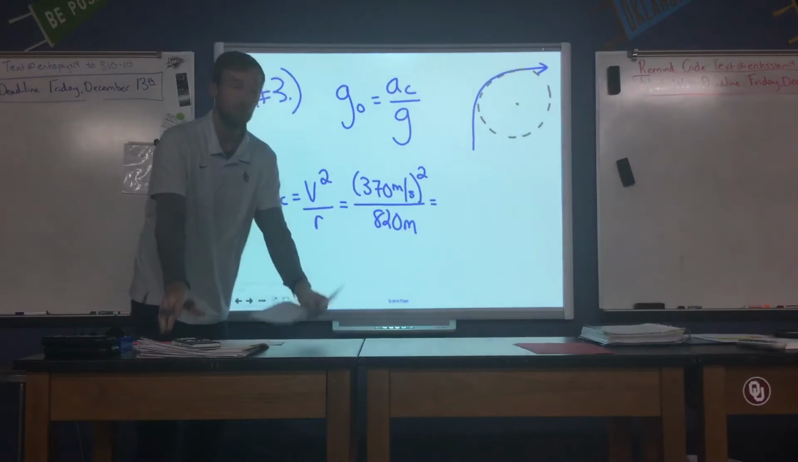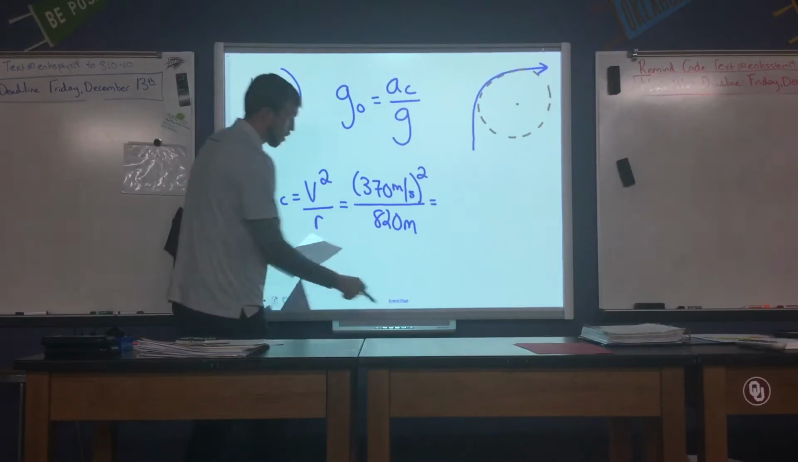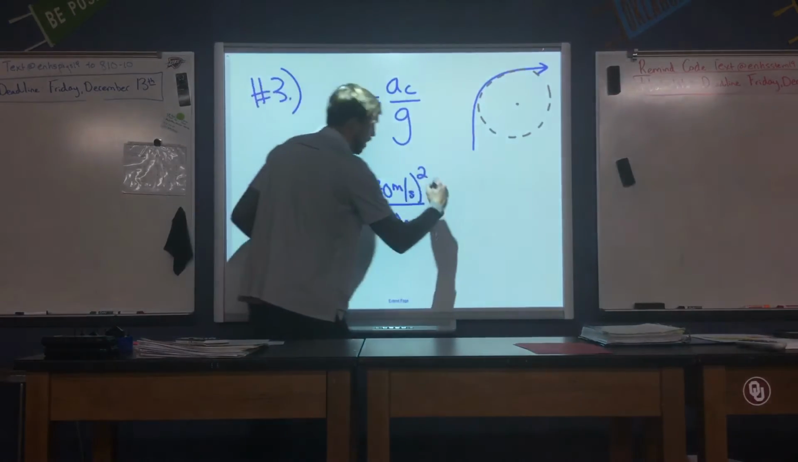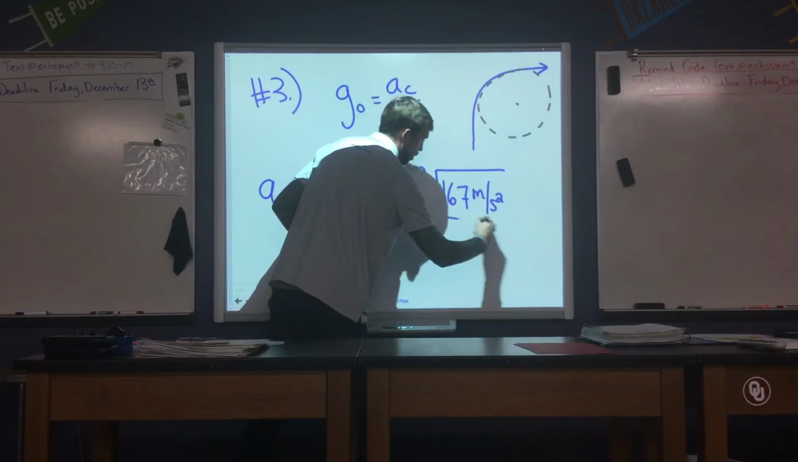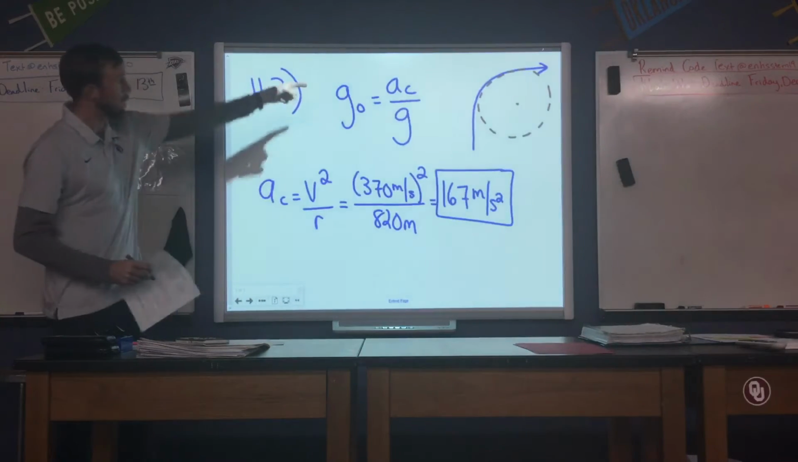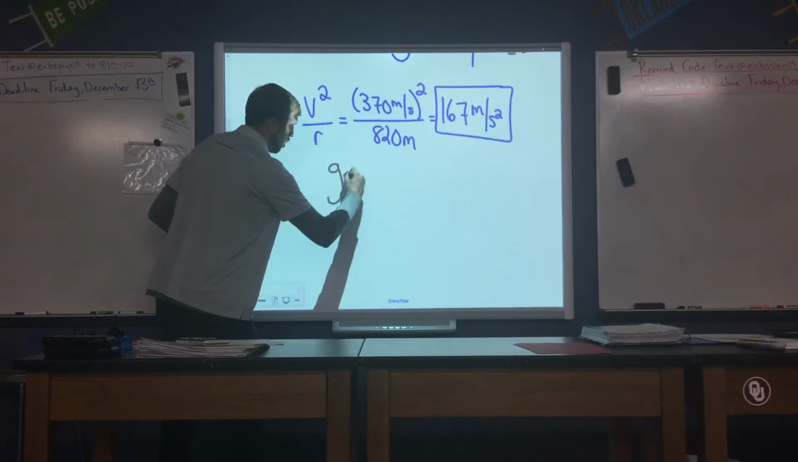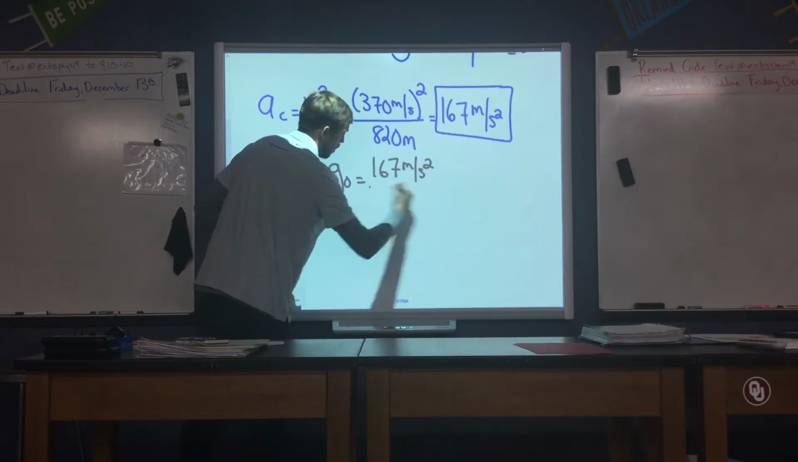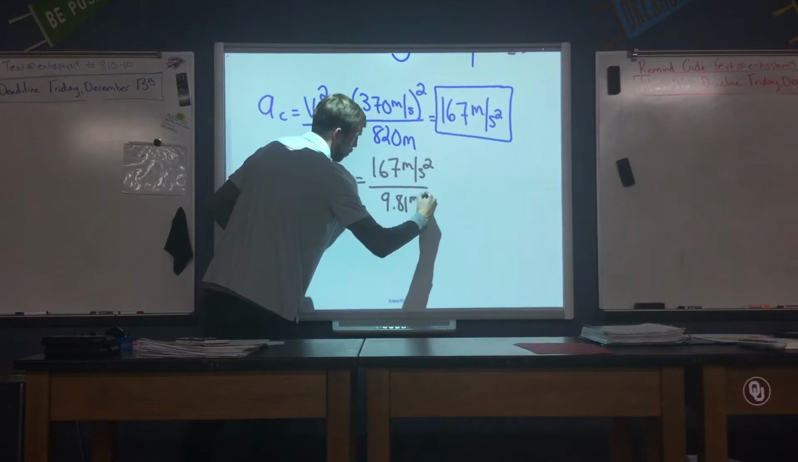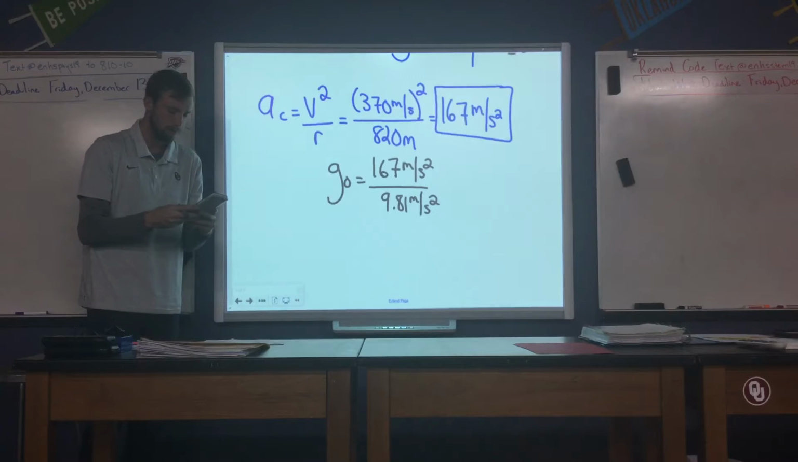So we'll take our values, 370 meters per second squared, divided by our radius, if you will, 820 meters. And we get a value for our centripetal acceleration of 166.9. So I can go ahead and round that to 167 meters per second squared. And now that we have that value, we can plug back into our equation to find the g-force. So g-force, g sub 0, is equal to our centripetal acceleration, 167 meters per second squared, divided by 9.81 meters per second squared. So we'll take the value that we just determined and now divide by 9.81.